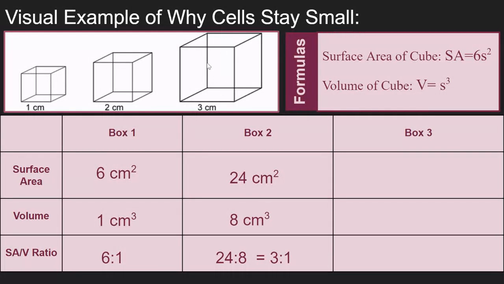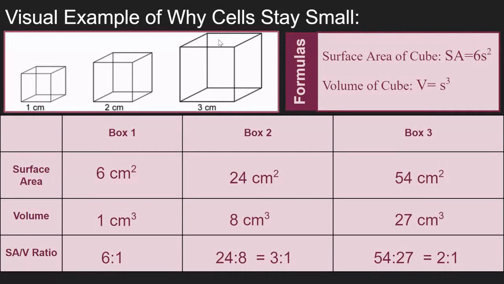Box 3, the biggest one, do you think it's going to be better or worse? Well, the surface area is 54 centimeters squared, the volume is 27 centimeters cubed, and the ratio is 54 to 27, or 2 to 1. It actually gets worse. So your worst surface area to volume ratio occurs in this box 3, which is the biggest cube, and it would take the most effort for a water molecule in the middle, right exactly in the middle, to make it to the edge of that cube.